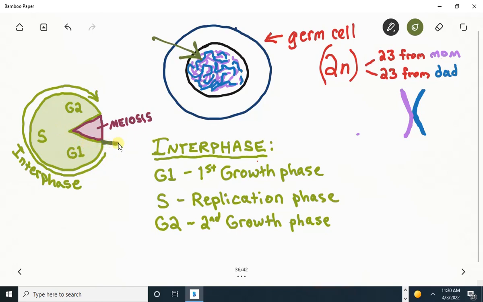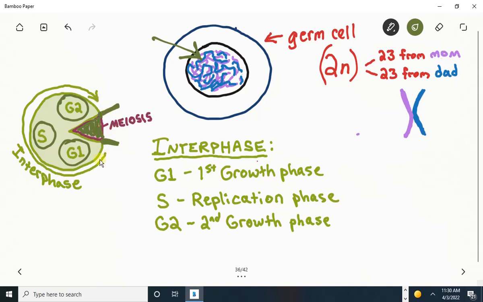You start right after the cell division, and you have a new cell, and you go into the first growth phase. Then you go into the replication phase, which is called the S phase. And then you go into the second growth phase. And then after that, you get to this part in the cell cycle in the life of the cell where it is time to make new cells. And so that's when it goes into the meiosis stage.